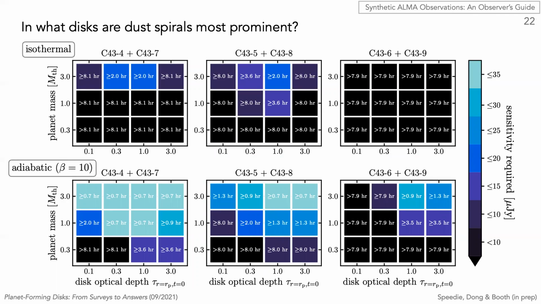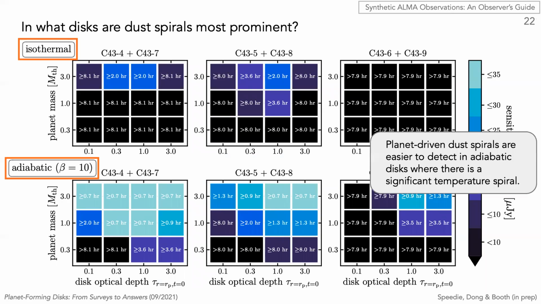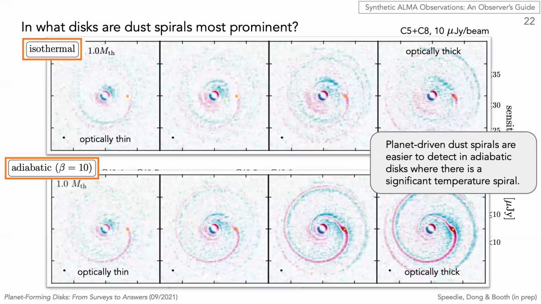So in what disks are dust spirals most prominent? One trend we can see is that planet-driven spirals are overall easier to detect in adiabatic disks than purely isothermal ones. The contribution from the temperature spiral makes a big difference. So here is just an example at a medium angular resolution, C5 plus C8, for a thermal mass planet, going from optically thin to optically thick from left to right. And as we saw before, the difference that the temperature spiral makes becomes even more pronounced in the optically thicker disks.